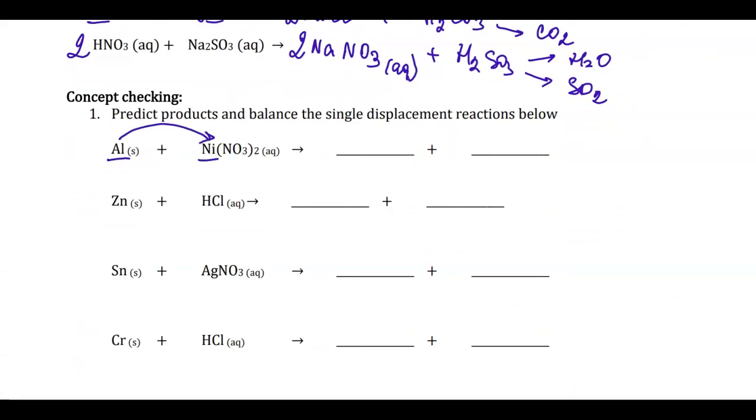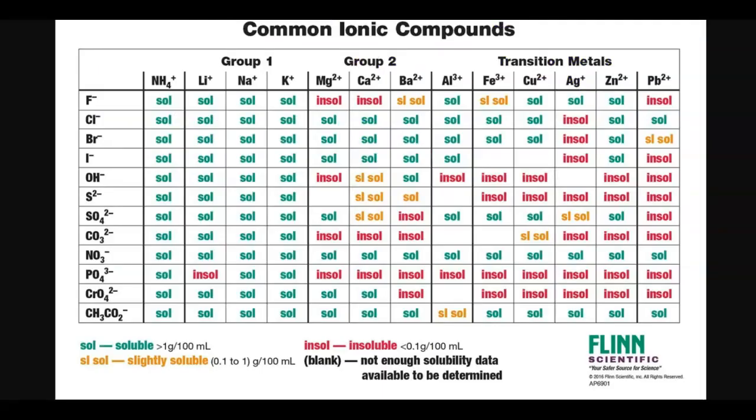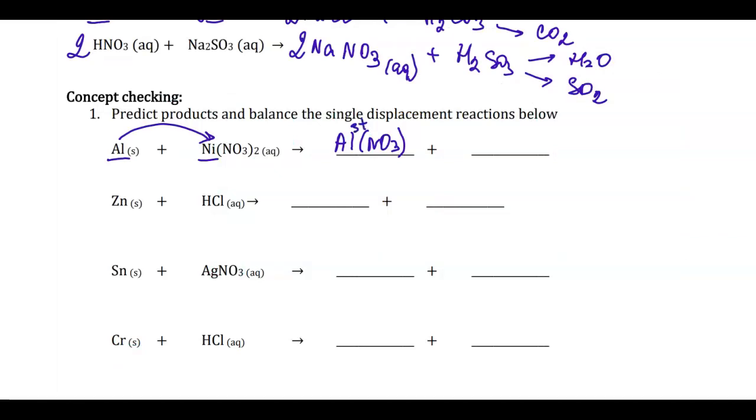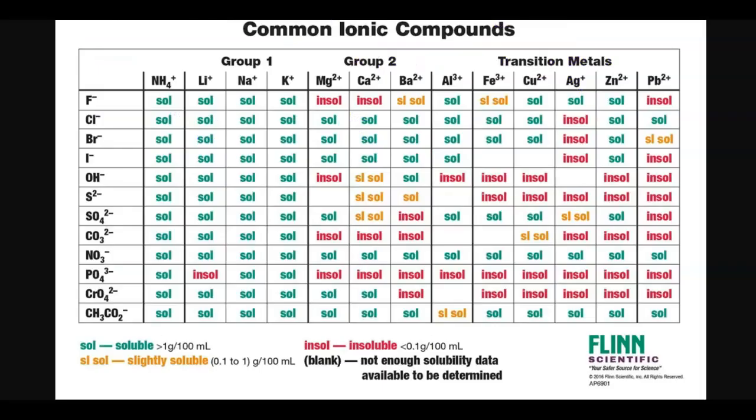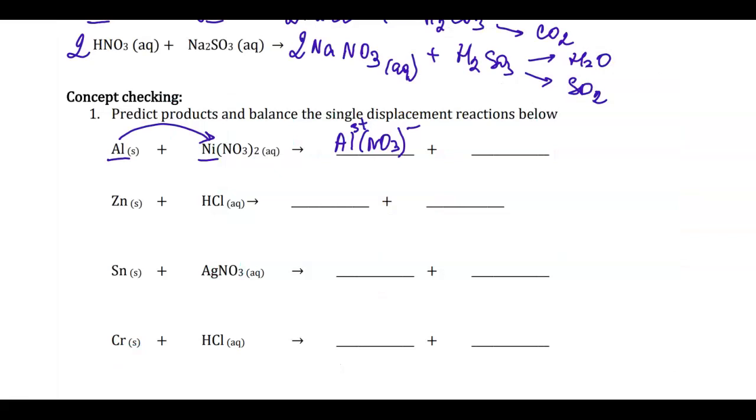So it will be aluminum goes here. So aluminum NO3. How many times? Solubility table shows us that aluminum has 3 positive charge, so 3 positive. And NO3 again shows us that this is negative. See, just 1 minus here, negative. And it's not neutral because the amount of positive and negative charges are not equal to each other. So we need 3 here.